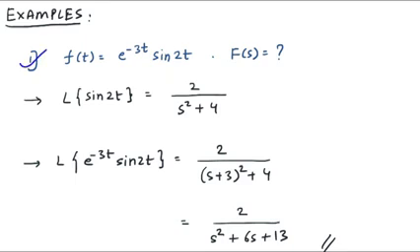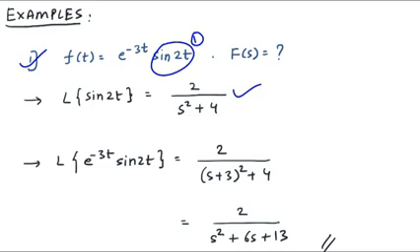The very first question is, f of t is given as e raised to minus 3t into sine 2t. Find the Laplace of this function. Actually this question is easy. First we have to find the Laplace of sine 2t, which is 2 upon s square plus 2 square, right?